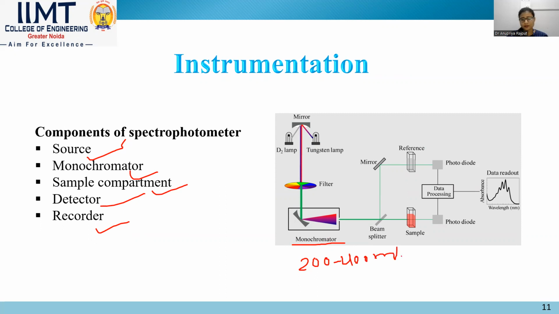400 nanometer wavelength radiation. When this radiation is passed through the reference and the sample, they record the energy changed by the sample in the form of a spectrum. And this spectrum gives the information about how much energy is absorbed by the sample.